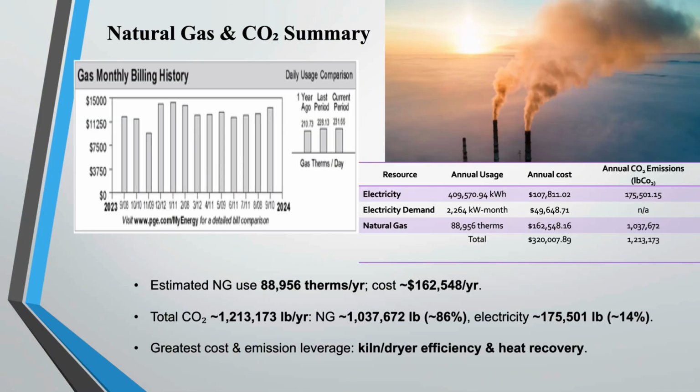On the natural gas side, we estimate the facility used about 88,956 therms per year, and that's where the majority of our CO2 emission comes from. Using the standard emission factor, electricity contributes about 175,000 pounds of CO2 per year, while natural gas contributes roughly 1.04 million pounds. That means about 86% of total emission is thermal. That's why the exhaust heat recovery is our main measure, as it directly reduces therms, so it cuts both cost and carbon at the same time.